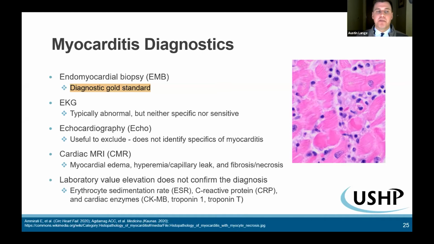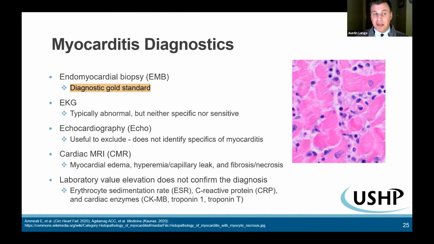As far as cardiac MRI, or CMR, it helps us to identify myocardial edema, hyperemia, or excess blood in the vessels, as well as capillary leakage and fibrosis and necrosis of the tissue. But it does not showcase that dense infiltrative portion of endomyocardial biopsy that we would see on histological evidence. Oftentimes there are only a few documented cases of endomyocardial biopsy confirmed myocarditis in COVID-19, and that's most likely because it's an invasive procedure.